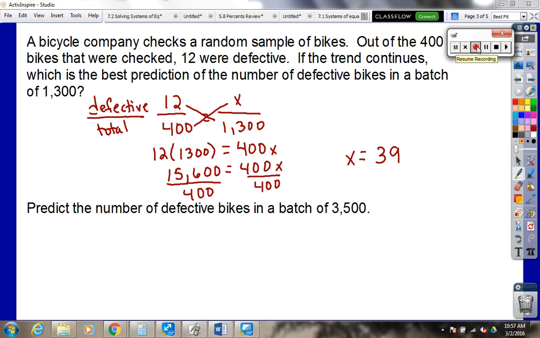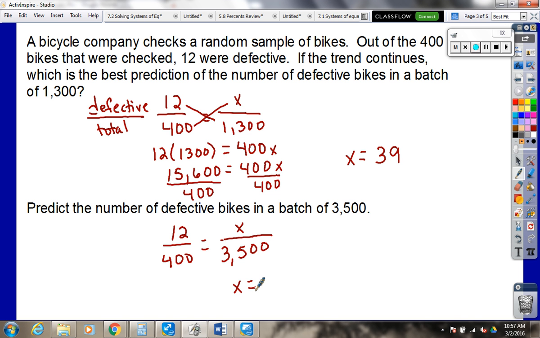Okay, Liz, can you tell me how you would set up the proportion for this one? 12 over 400 equals x over what? 3,500. Good, so we're setting it up the same way, but the amount of the population that we're predicting is different. What did you get as an answer? I got 105. Good, 105 bikes.